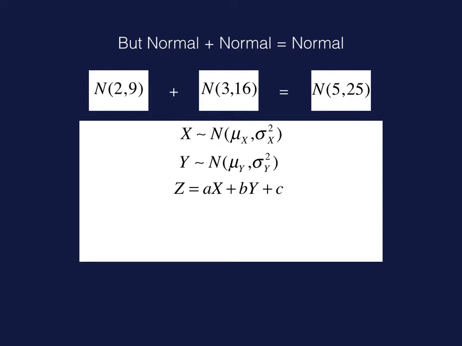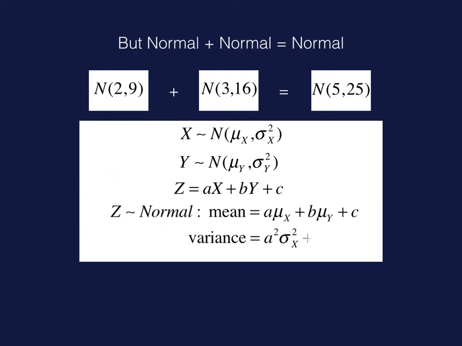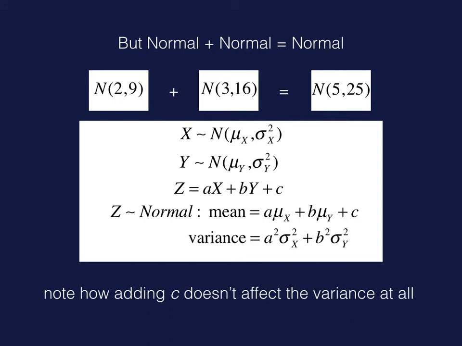Anyways, z is going to be normal, and it's going to have a mean where you just plug the means in. Very intuitive. But for the variance, you actually square the coefficients. You square a and b before you plug in the variances. And c actually isn't even a part of that at all. So the variance is a little bit different. You square those coefficients. Let's see how this all works.